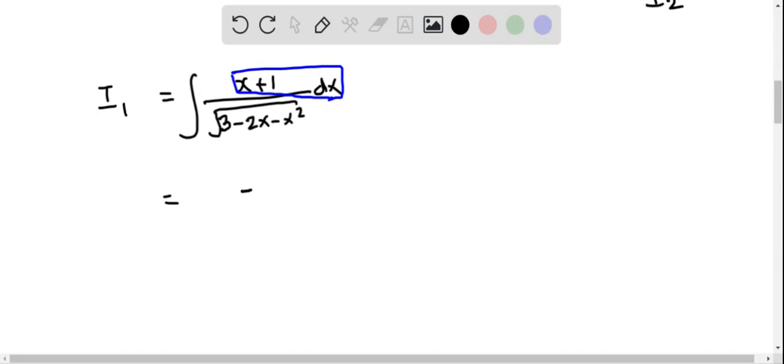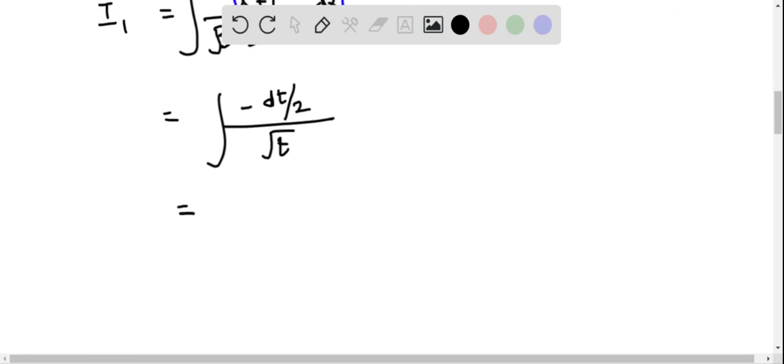So the numerator part will be negative dt by 2 over 3 minus 2x minus x squared. We could replace that by t. So therefore this becomes root t, and let's further simplify this. I can rewrite this as negative 1 by 2 dt over square root of t, whereby I have applied the constant multiple rule. I have pulled the constant 1 by 2 out of the integral.